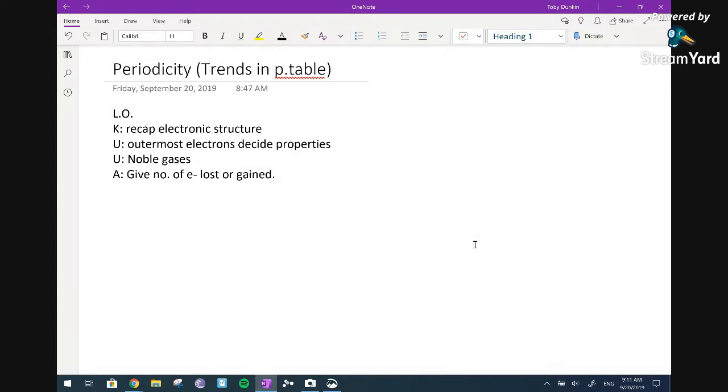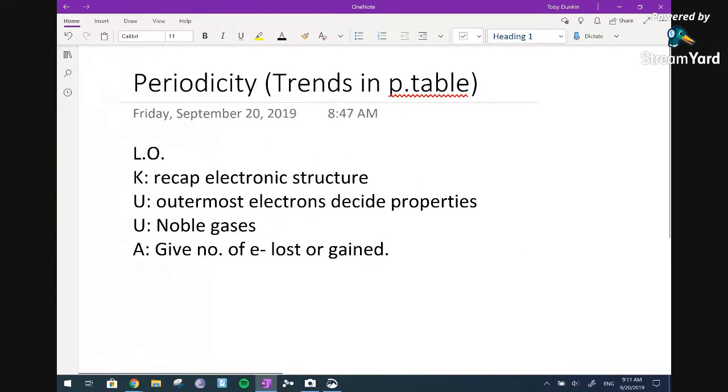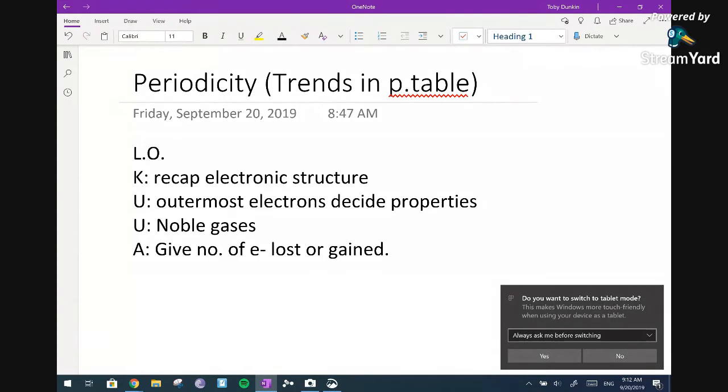But here are my learning objectives. So 10D, last lesson, we boxed off atomic structure, and we were having a look at isotopes, and we were talking about how we can calculate relative atomic mass by looking at the percentage or ratios of the different isotopes for elements. And today we move on to what's called periodicity. This is one of my favorite topics because it's all about my periodic table. And you guys know how much I love my periodic table.